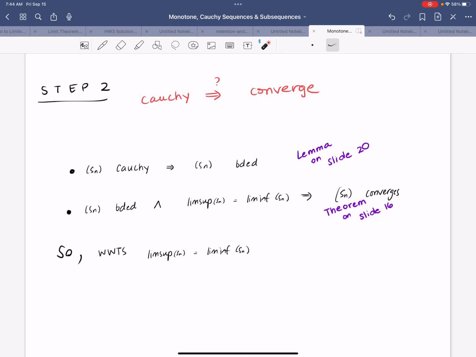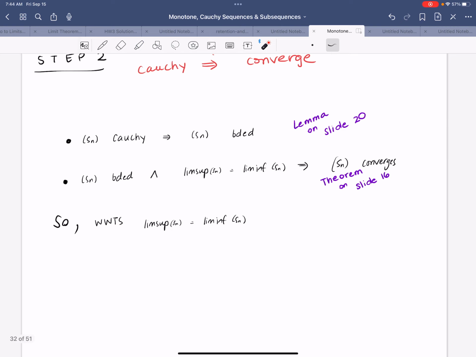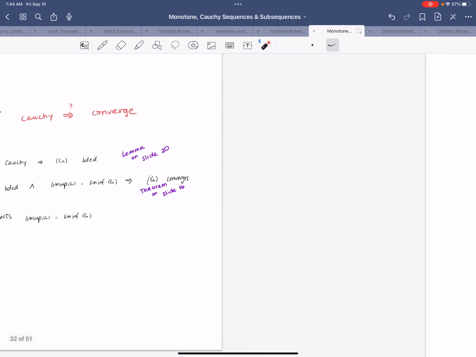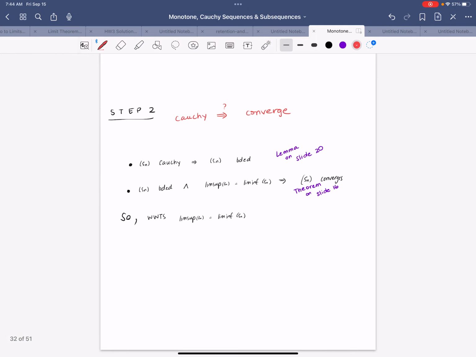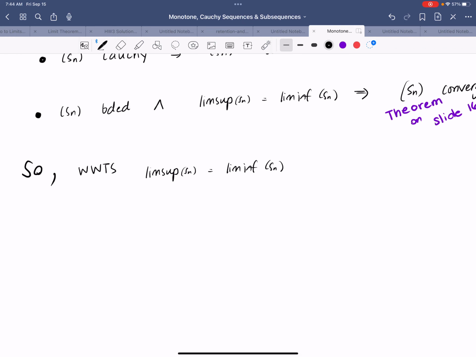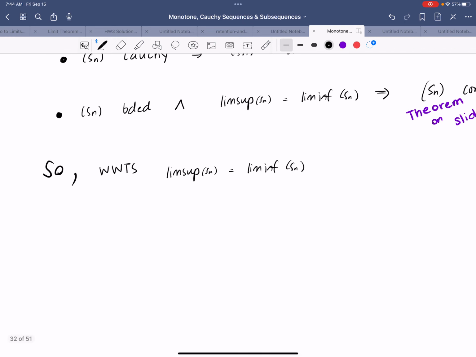That's our goal. So we'll say first, Cauchy implies bounded, done. And if it's bounded and the lim sup is equal to the lim inf, then we're done. So we want to show that the lim sup is equal to the lim inf, okay? So now how do we do that? Well, one way to show that the lim sup is equal to the lim inf is to show, so how are we going to do this?